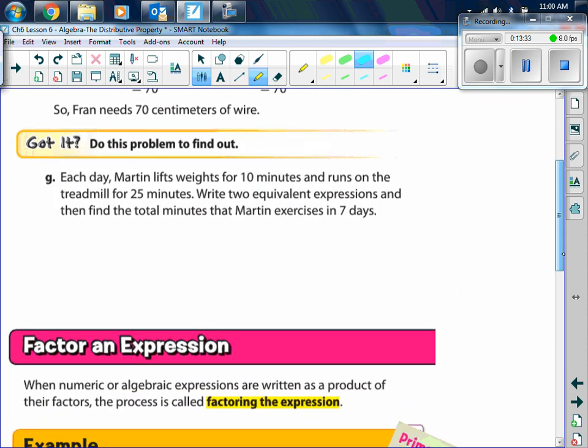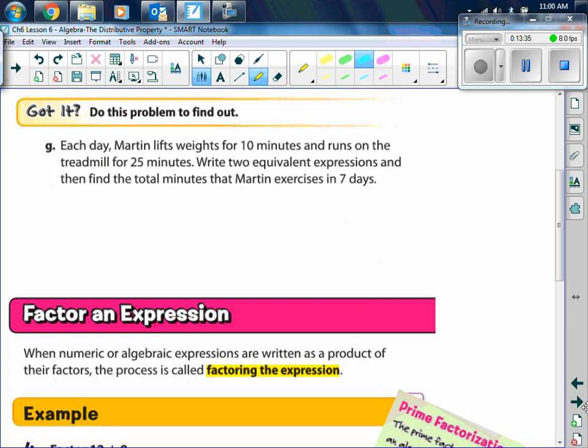All right. So let's do this example together. Each day, Martin lifts weights for 10 minutes and runs on the treadmill for 25 minutes. Write 2 equivalent expressions and then find the total minutes that Martin exercises in 7 days. Okay, so you don't have to write the whole thing. We're just going to write our important information, right? What's important here? Lifts weights for 10 minutes. Runs on a treadmill for 25. And we're looking for 7 days.